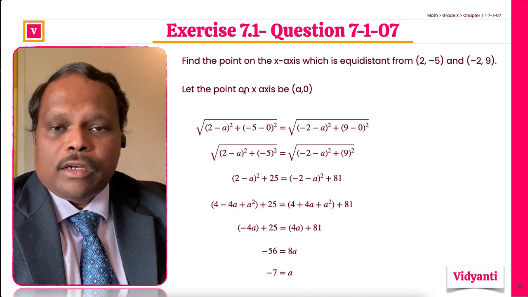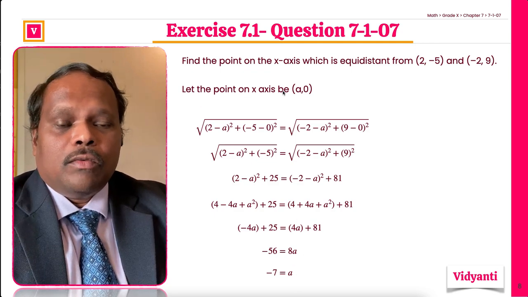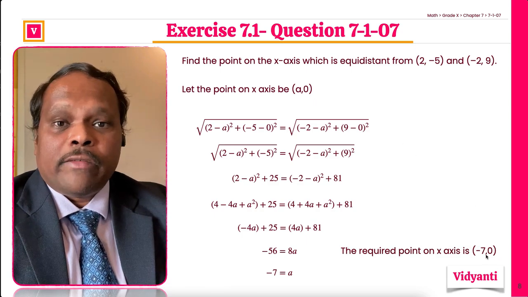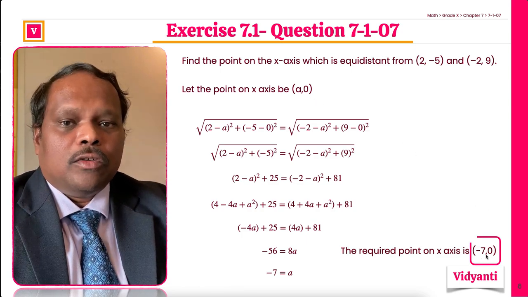So that means the point which is supposed to be on the x-axis, we have assumed that as (a, 0). So that means that point is (-7, 0), and that is your final answer.